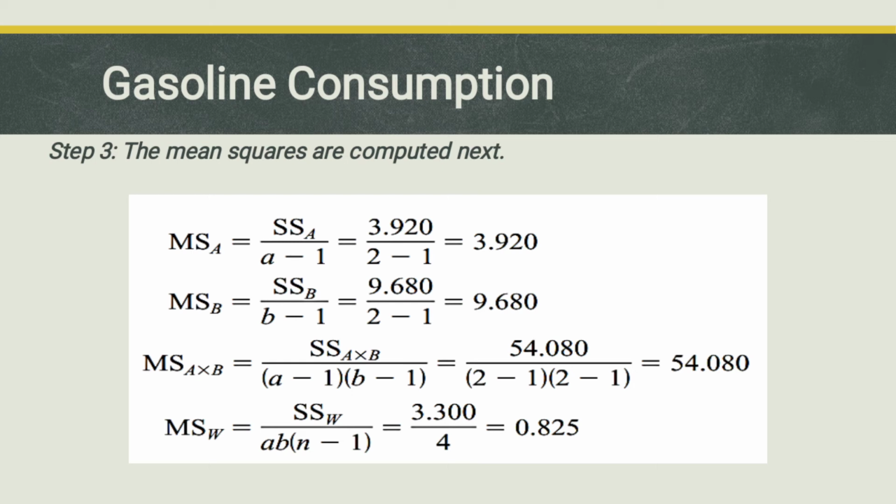Mean square within error is equal to sum of squares within error divided by AB quantity n minus 1 is equal to 3.300 divided by 4 is equal to 0.825. So, in short, kung mapapansin nyo, to get the mean squares, we will just divide sum of squares to the degrees of freedom.